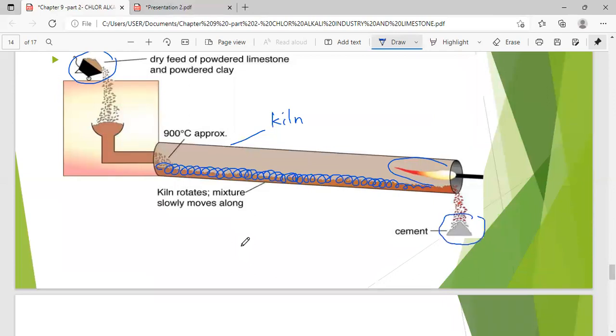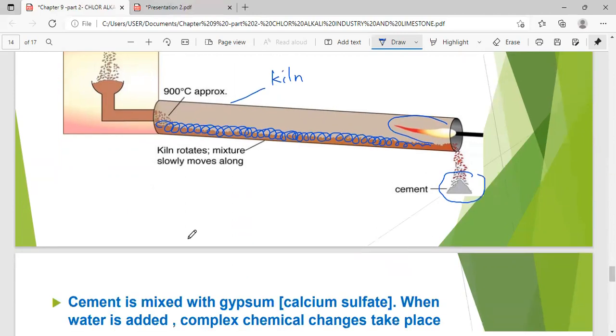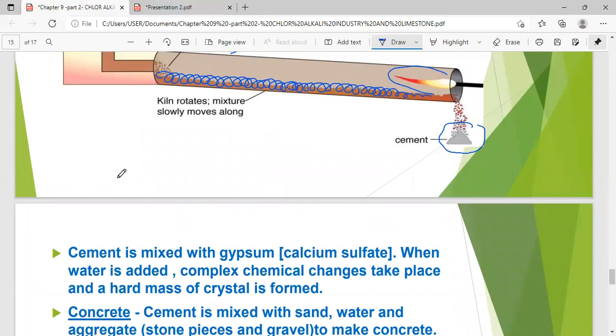To this mixture of limestone and clay, gypsum is added. Gypsum is calcium sulfate. When gypsum is added, it improves the quality of the cement. Then, during the construction, during the building time, water is added to this dry cement powder, and it will set into a very hard substance. That is the reason why cement is used as a building material.